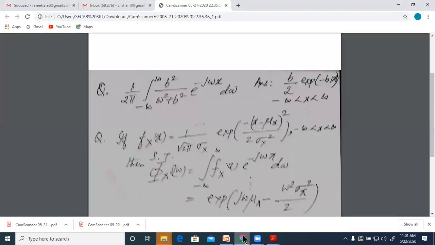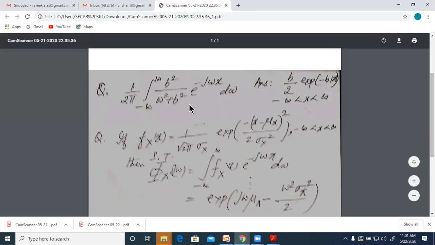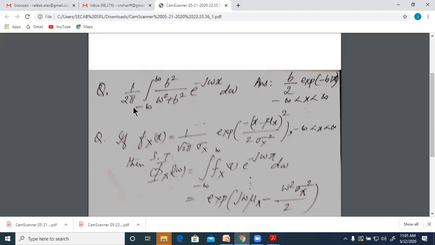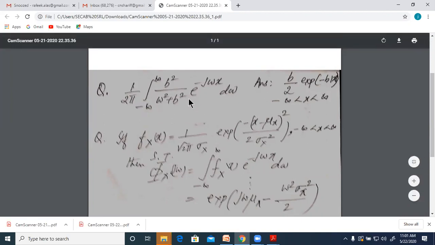Okay. Just see this: 1 by 2 pi, integral of b squared by (omega squared plus b squared) e to the power of minus j omega x d omega. Answer should be b by 2 exponential minus b mod x. This should be what? Okay. So this is one of those 58, 59 or 57, which one of those it was. So I'm not going to solve that. This you try to solve, and if you get it, please take a photo of that and send it to me. Okay. So we'll go for the next problem, that is 62, if I am right.